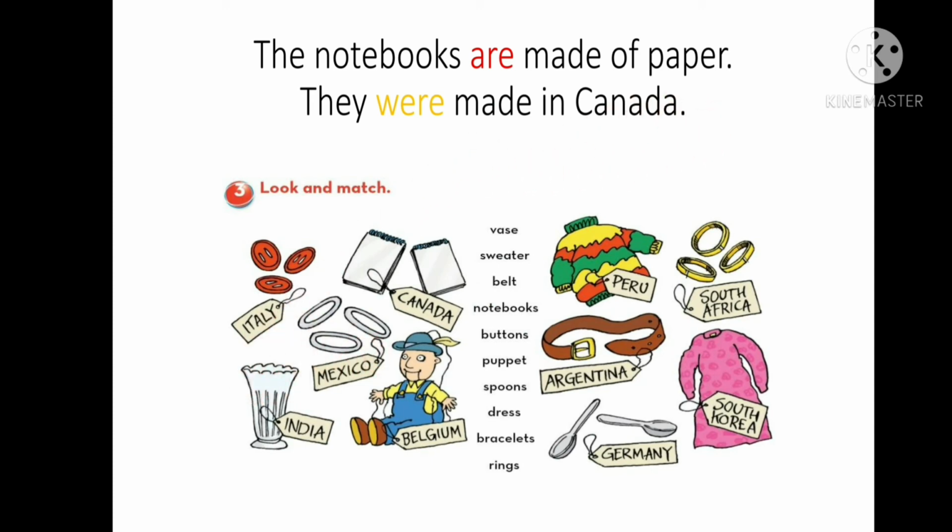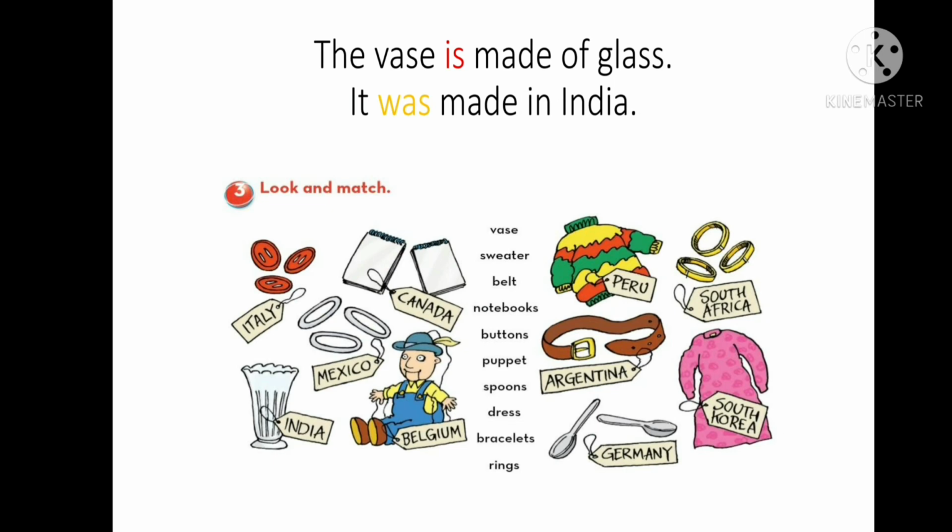Now let's move to the vase. Excellent. So the vase is made of glass. It was made in India. When I talked about the material, I used the present tense. When I talked about where it was made, I used the past tense. It was made in India. Look at the label. The vase is made of glass.